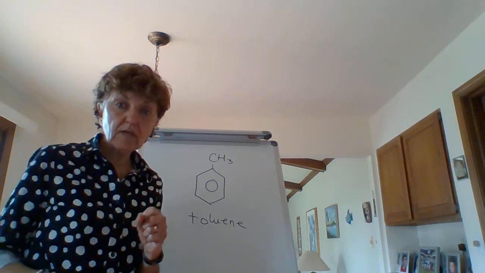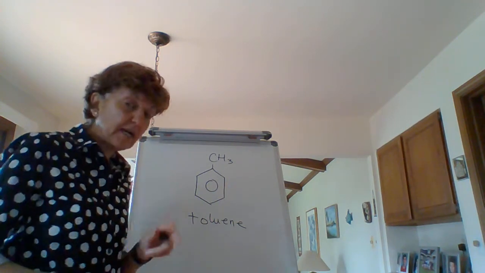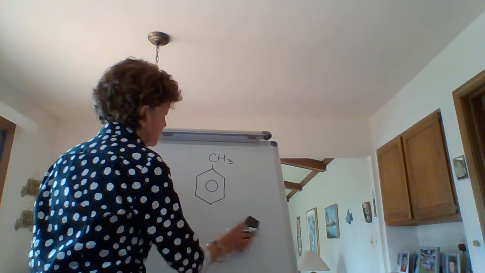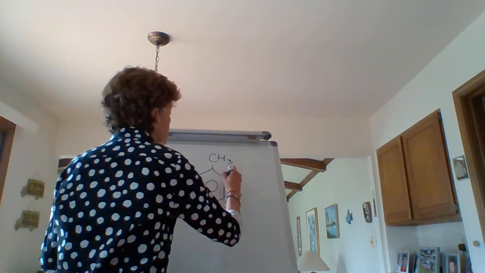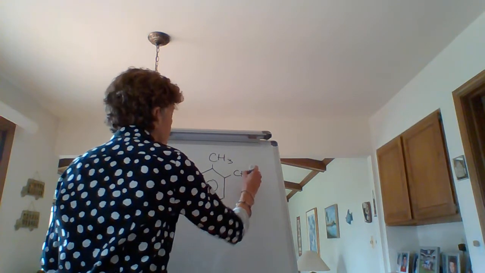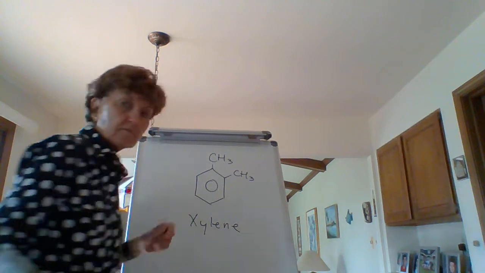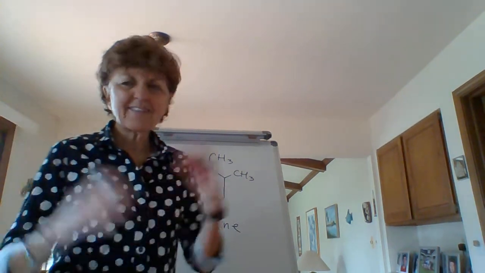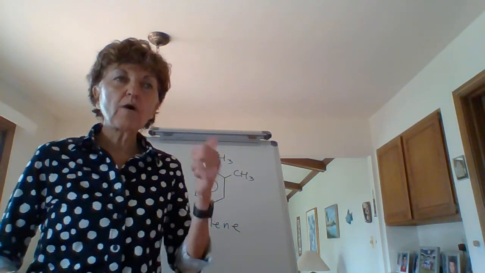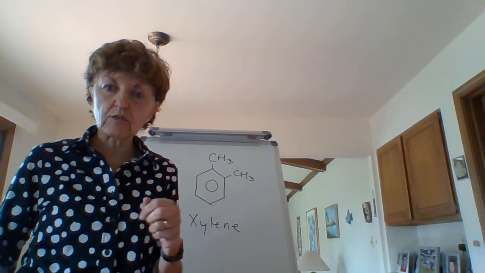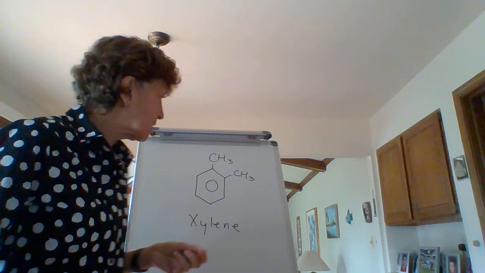If the benzene has 2 methyl groups attached, it's given a new name. This is called xylene. All right, got to know these rules. So 1 methyl group attached to a benzene, it's toluene. 2 methyl groups attached to a benzene, it's xylene.